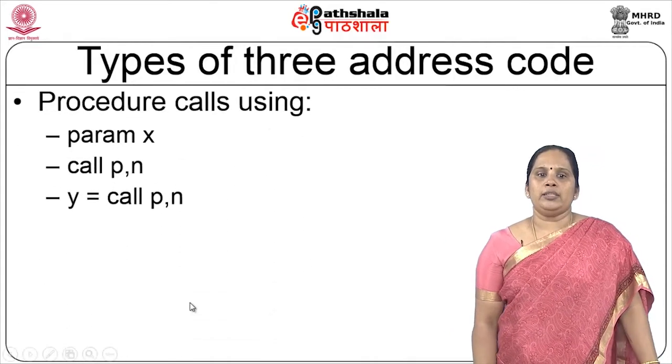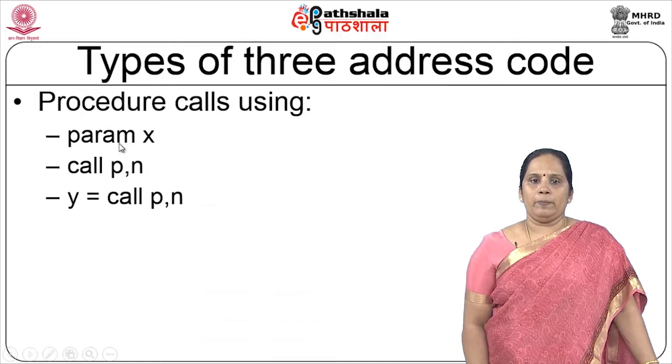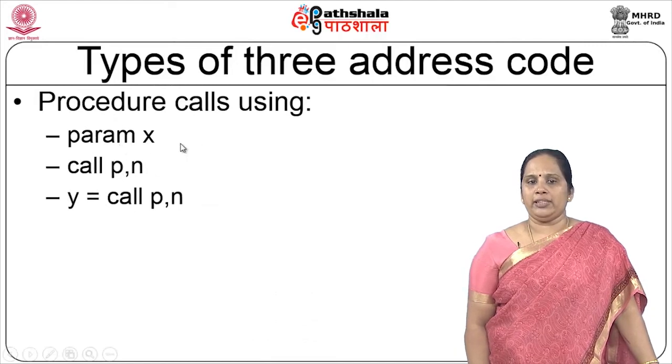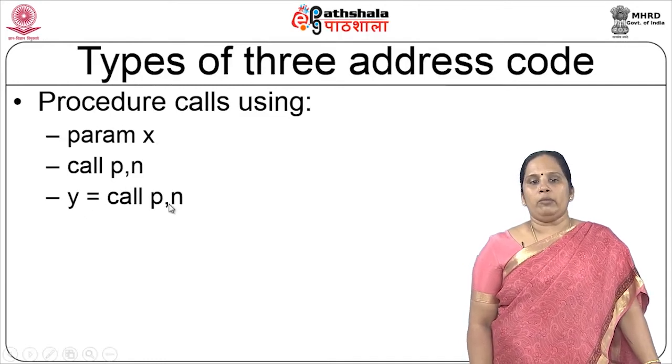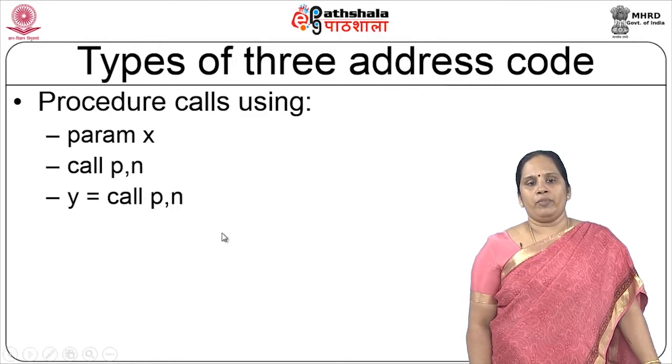And the next one is procedure calls or function calls. So for example, parameter X, and I can have a call P comma N. So here X is going to be one particular variable, so one address. Here I have P comma N, again 2 addresses. So Y is equal to call P comma N, again here I have 3 addresses.